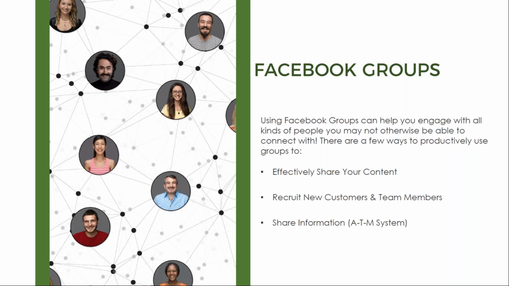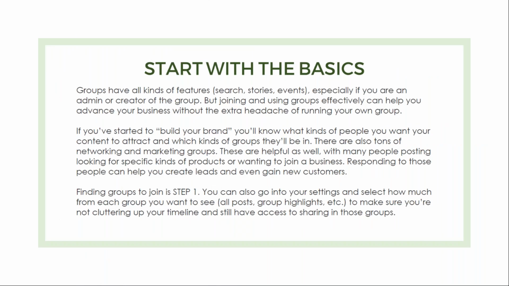There are a few ways to productively use Facebook groups to effectively share your content, recruit new customers and team members, and share information. Once you log into Facebook, you can search the search bar for keywords to find relevant groups, or go to the Groups tab, which is located on the left-hand side of a computer, or in the three little lines in the notification bar if you're on a phone or device. Once you're in the Groups tab, you can go to Discover for more recommendations as well.